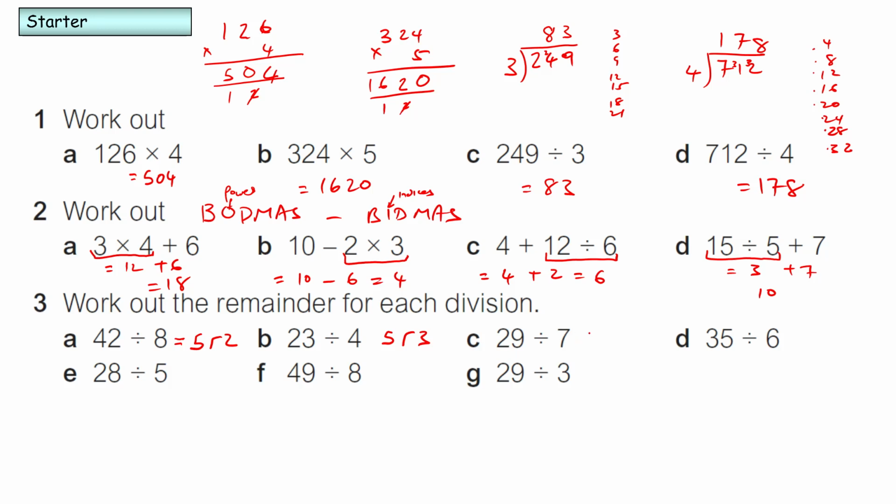29 divided by 7 is going to be equal to 4 remainder 1. Got my equal signs there. 35 divided by 6 is going to be 5 again. Remainder 5. 28 divided by 5. Interesting. It's 5 remainder 3. 49 divided by 8, nearly 5, but 6, remainder 1, and 29 divided by 3, 7, remainder 2.